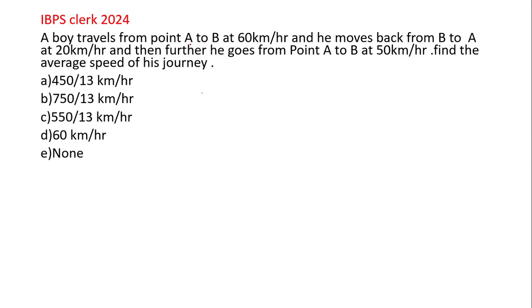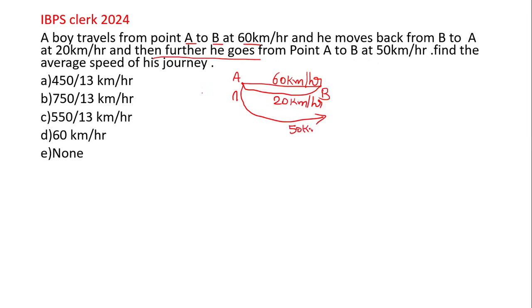A boy travels from point A to point B. So let's say this is point A. From point A he goes till point B at a speed of 60 km per hour. Then he moves back, so from B he came back to A with a speed of 20 km per hour. Then he goes again from A to B at 50 km per hour. Find the average speed of the journey.